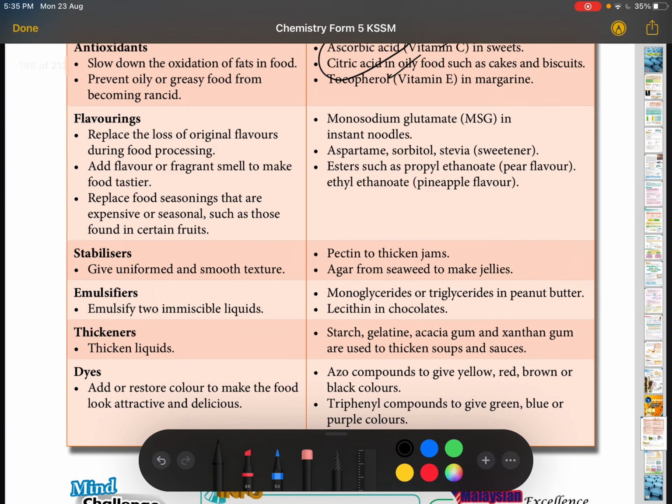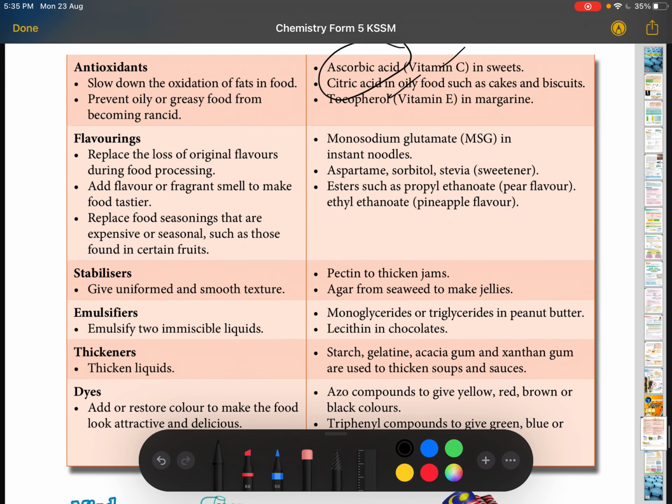For flavoring, it makes the thing taste better, or it replaces the original flavor. The examples are MSG, aspartame, sorbitol, and stevia, and then also propyl ethanoate, ethyl ethanoate, and some other esters. If I were you, I would memorize esters and aspartame and sorbitol. Those two are the most commonly mentioned.